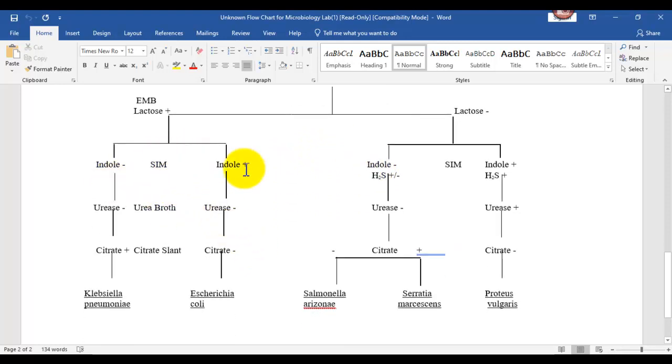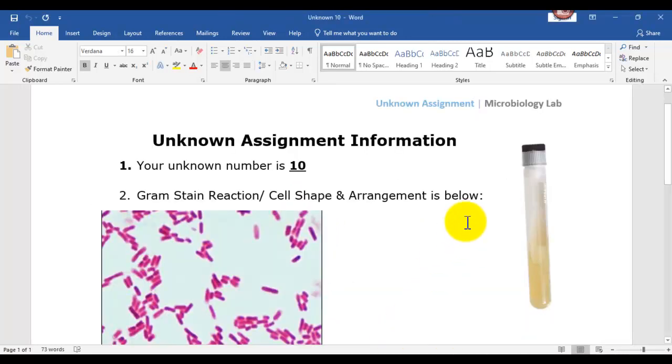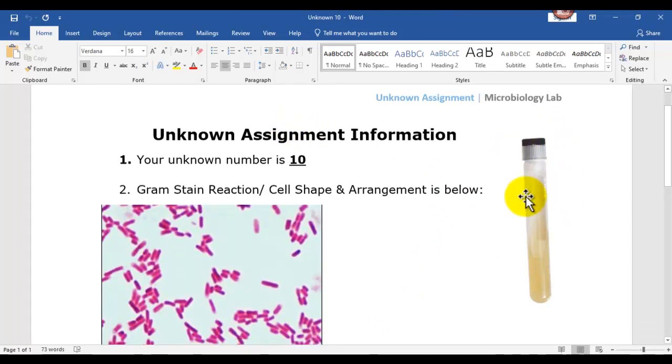And remember, with the SIM, you have to add the stuff called Kovacs reagent. And it tells you if it's positive for indole, if a little red ring forms at the top. So here's an example. I'm going to go over another one as well. So here it is. Pretend this was your tube.